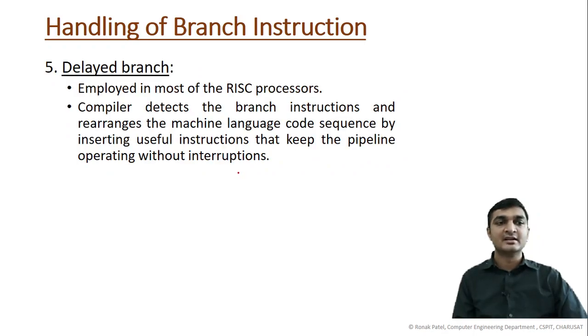The fifth is delayed branch. It is employed in most RISC processors. A compiler detects the branch instruction and rearranges the machine level language code sequence by inserting useful instructions that keep the pipeline operating without interruptions. So the compiler detects the branch instruction and rearranges your instructions, so your pipeline does not get much affected by this.